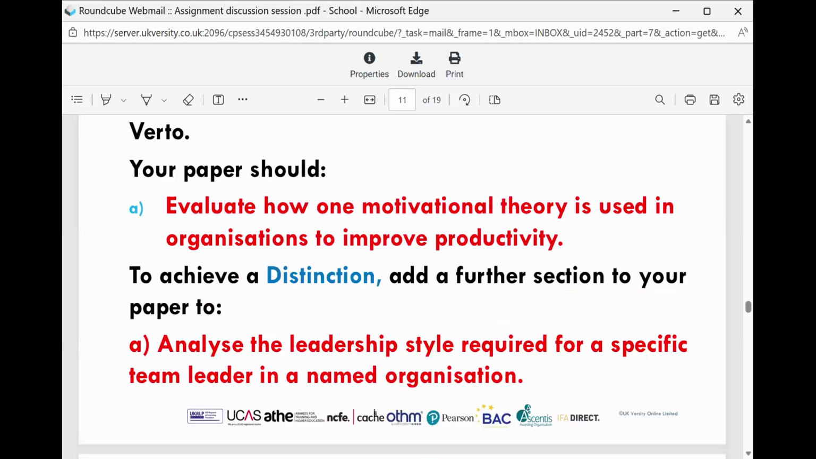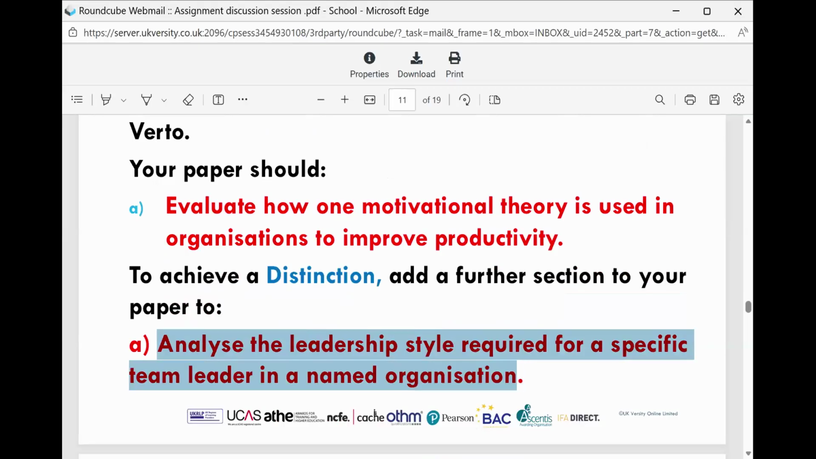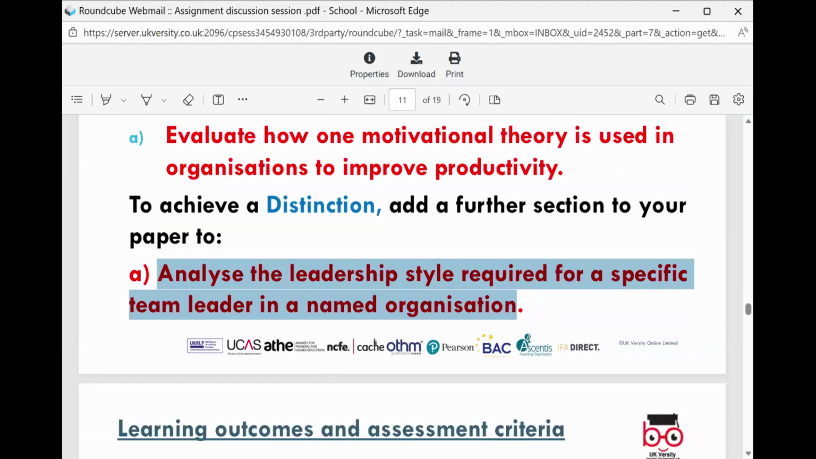Now to achieve a distinction, you need to have a further section on the same paper where you will look at analysing the leadership style for a specific team leader in a named organisation. So for this, you would look at doing all the pass criteria, all the merit criteria, and then the distinction criteria to get a distinction. You can't just do the distinction criteria and expect to get a distinction. You would need to do all the elements and all the assessments on all the tasks to get that distinction.